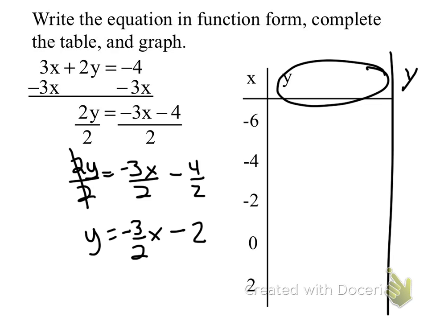Now, the next part. What numbers? We choose our numbers. Why did I choose these? 6, 4, 2. They're divisible by 2. Is the first part right here clear to you? And what they mean by function form is just, right now, let's take that as get it in the form of a y. Get y by itself. Okay?